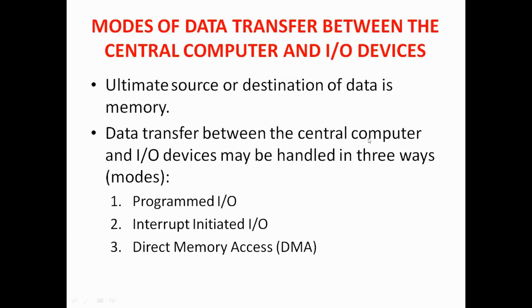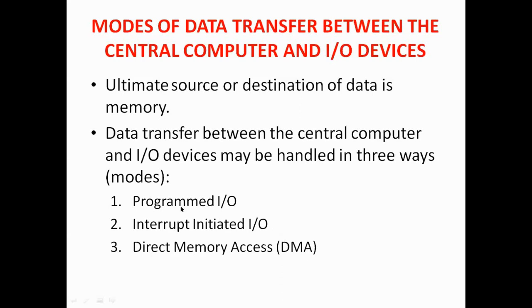The data transfer can happen between a central computer and IO device in three ways. One way is called programmed input output. The second is called interrupt initiated input output. And the third is called direct memory access, or famously known as DMA.